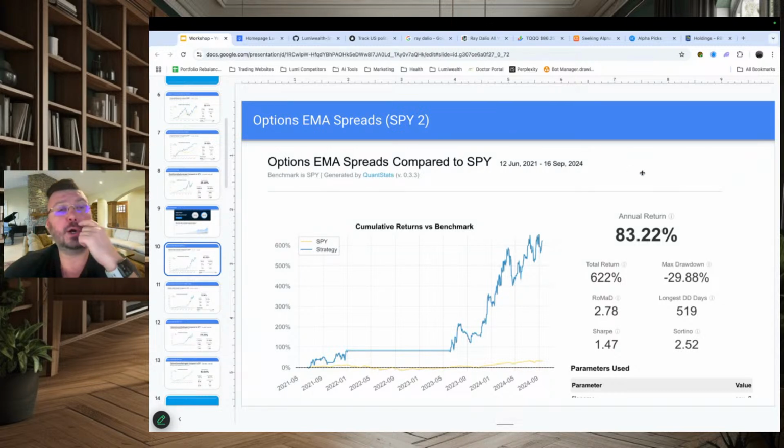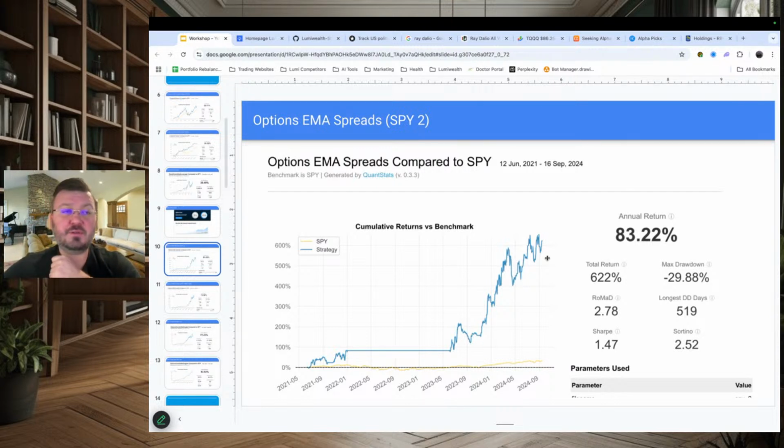Okay. So we backtested this bot and got a very nice return here. This is a backtest from 2021 to 2024, so about a 3-4 year period. It did about 83% per year with a very reasonable drawdown given that time period. So very high returns, low drawdowns, right?